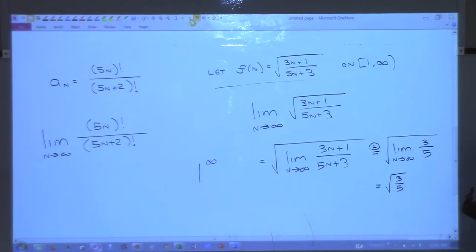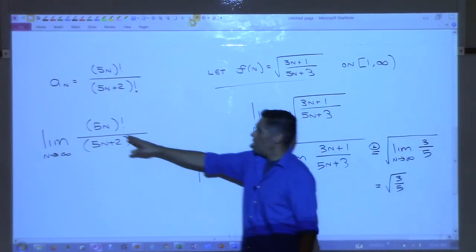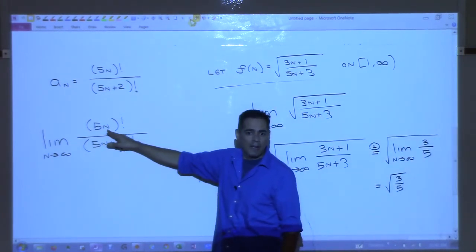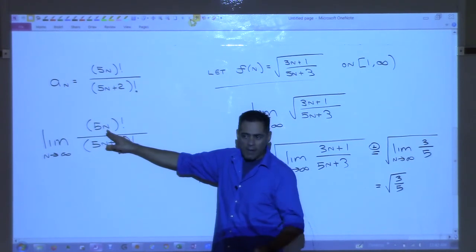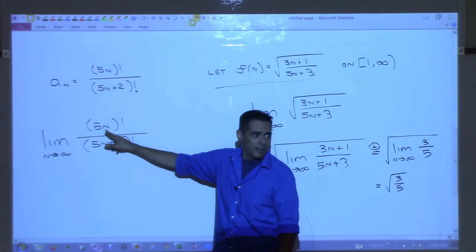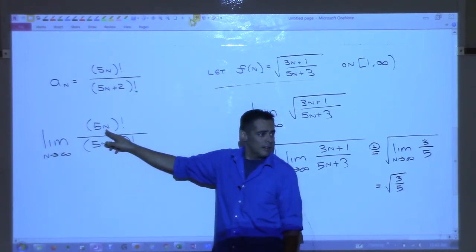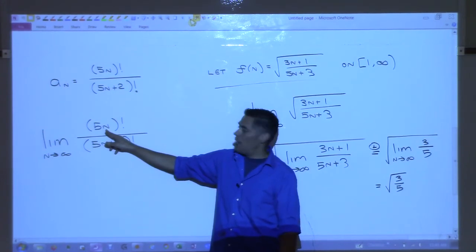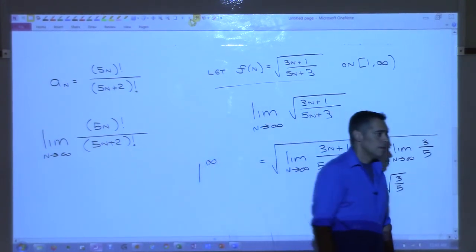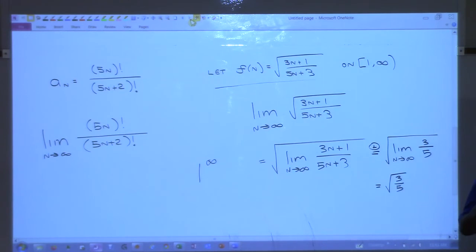I mean, plug the number 100 in here, right? So that'd be 500 factorial. That's pretty big. That's 500 times 499 times 498. Now plug the number 1,000 in there. Now a million, now a billion, now a trillion. That thing's getting huge, right? Yes? And so is the bottom. So we have infinity over infinity, right?